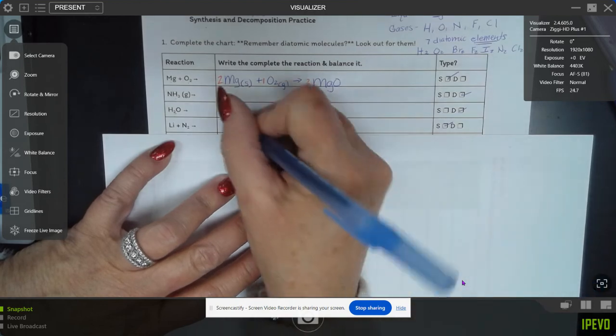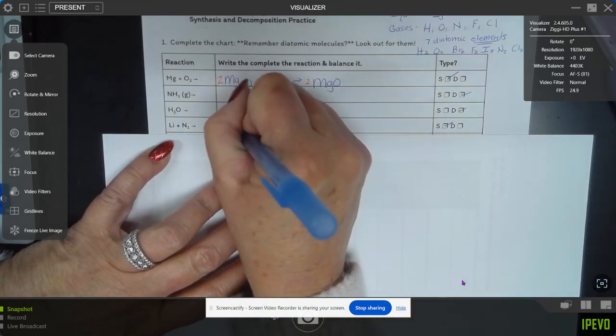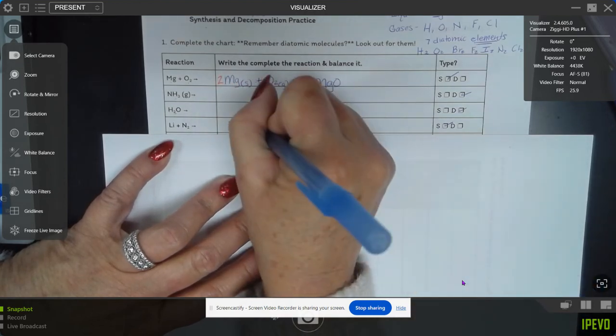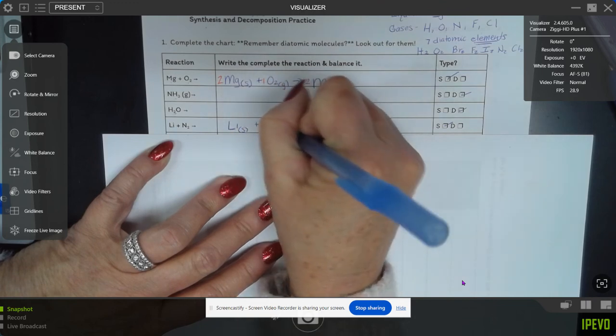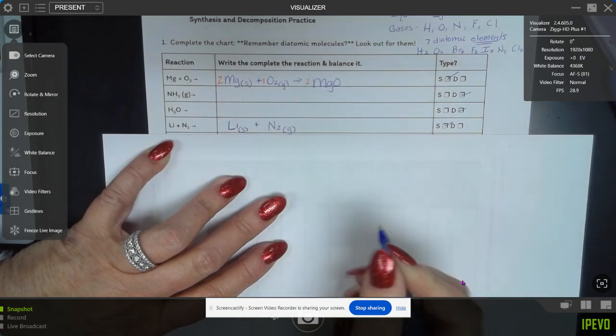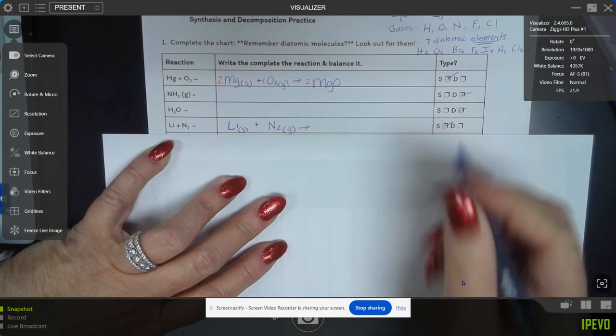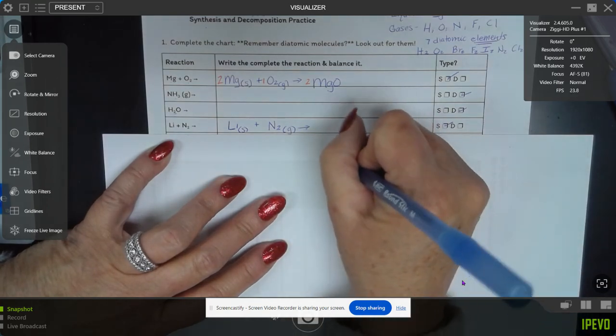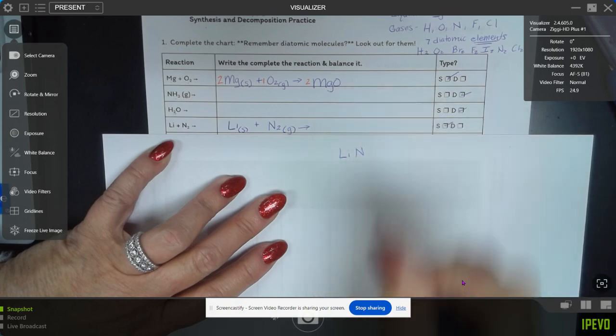And I'm going to write this. Remember, I've got lithium. It's a solid. It's a metal. Plus nitrogen is N2. Nitrogen is a gas. I'm going to put those things together to form lithium nitride.